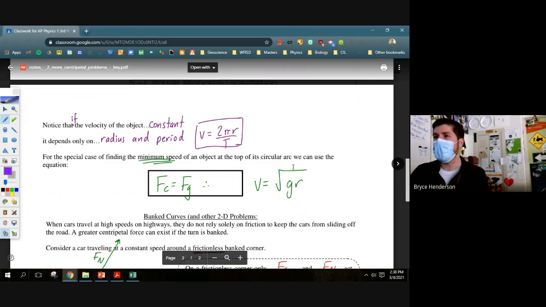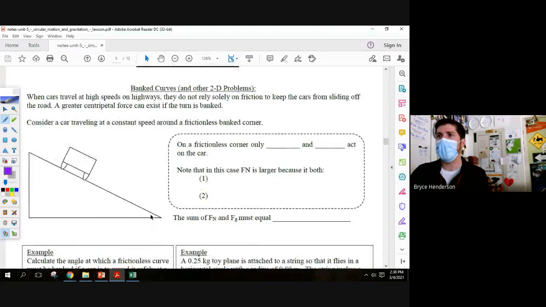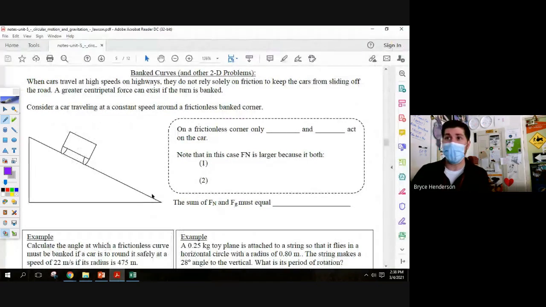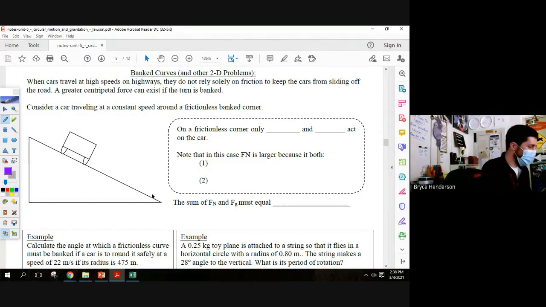All right, let's finish this out. Let's do our last example, and then we'll be done. So we talked the other day about banked curves and unbanked curves, meaning like flat road. In reality, though, most roads have a little bit of a slant to them, like this. So what are we going to have to think about in terms of the slant?